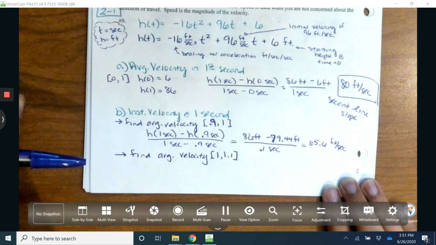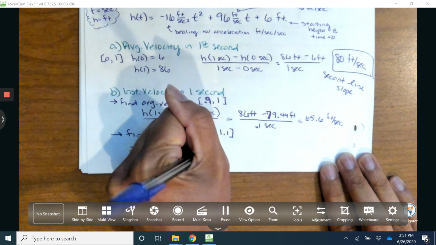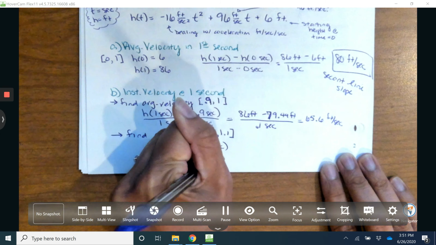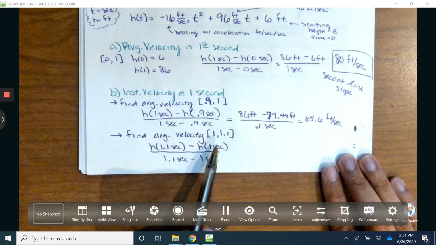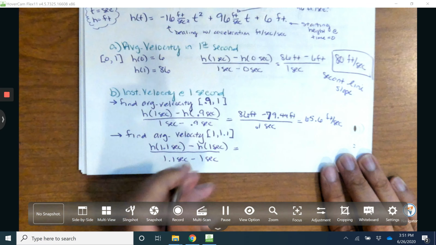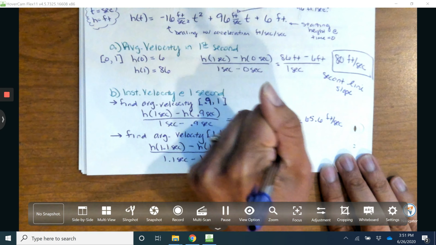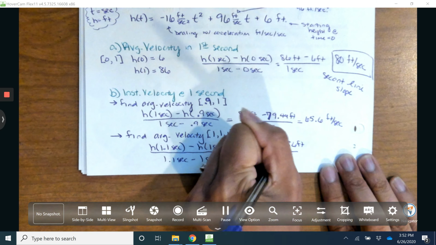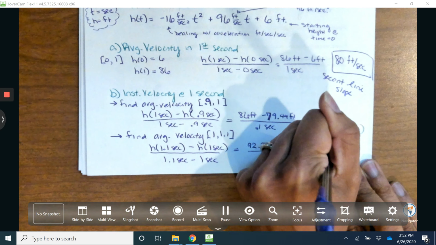Do something very similar. The height at 1.1 seconds minus the height at 1 second over 1.1 seconds minus 1 second. So I'm finding the average velocity when time is 1 and time is 1.1 seconds. I plug in 1.1, the one that I don't know, and that's 92.24 feet. Minus 86 feet, I have already done that one, over still 0.1 seconds. And then I calculate that. I get 62.4 feet per second.